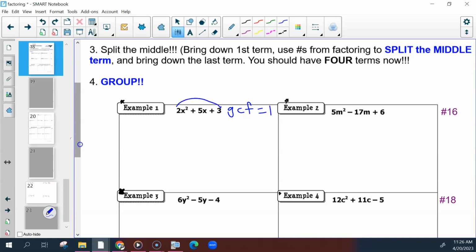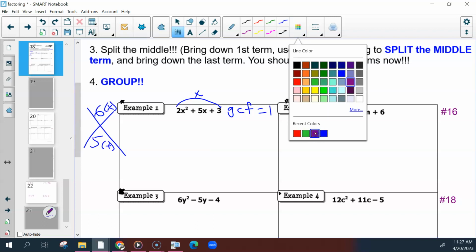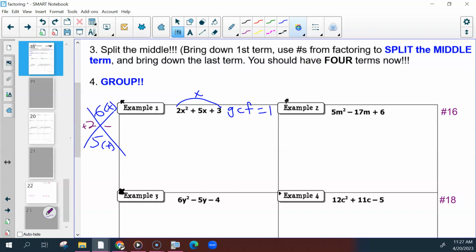Then we're going to multiply 2 and 3. What would that give us? 6. So we're looking for 2 numbers that multiply to be 6, but add to be 5. What 2 numbers would work? 2 and 3. Positive 2, positive 3.